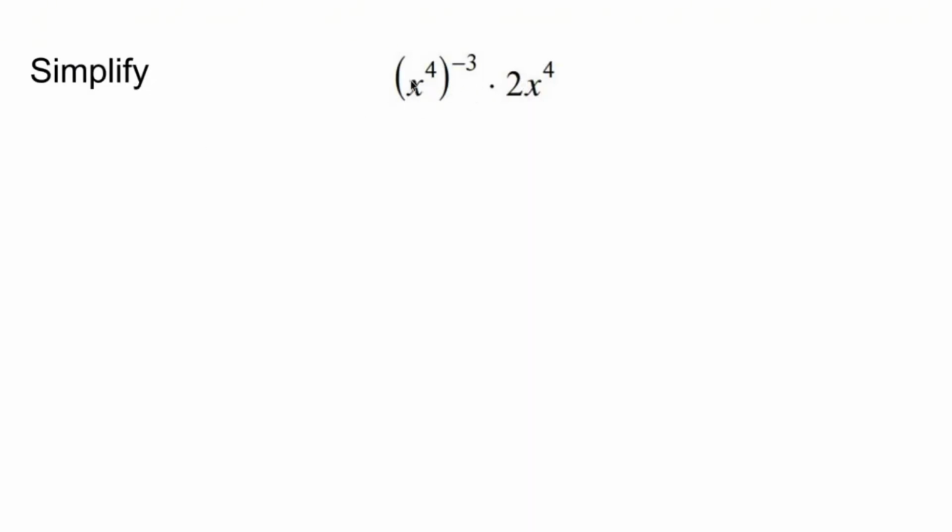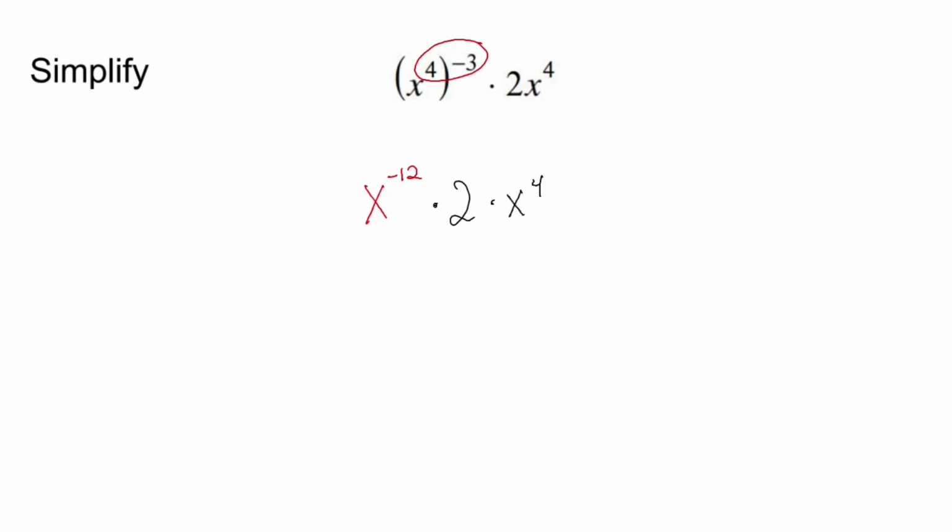Simplify x to the fourth in parentheses to the negative third power times 2x to the fourth. First thing that we're going to do is whenever you see a parentheses with a power in it taken to an exponent, you're going to want to multiply those exponents. So 4 times negative 3 becomes x to the negative 12. Right next to that we have times 2 times x to the fourth.